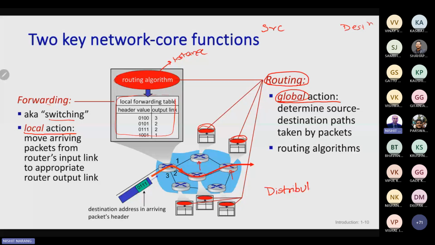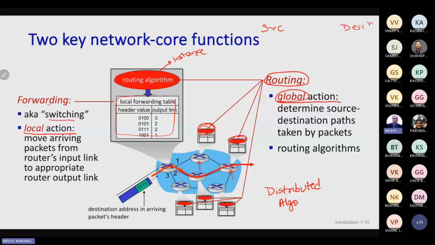What is a distributed algorithm? A distributed algorithm by definition is an algorithm that runs across multiple distributed nodes and together decides the action that needs to be taken. So you will see that the part of the routing algorithm, the red part, is running on every network switch. It's a distributed algorithm. Every network switch is running the routing algorithm.